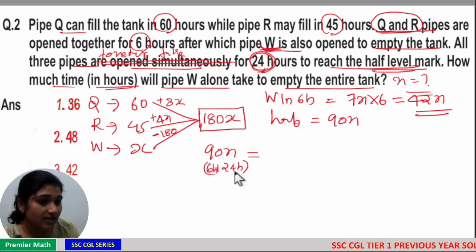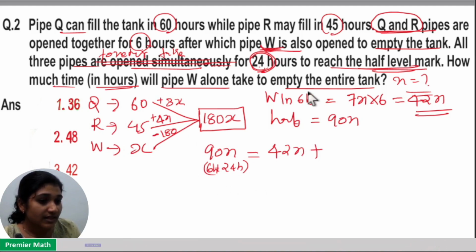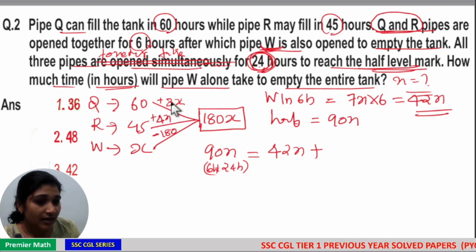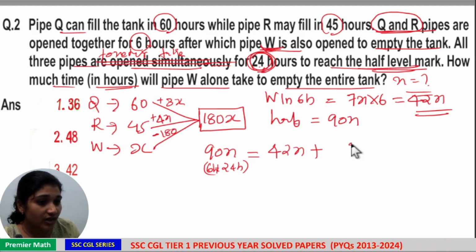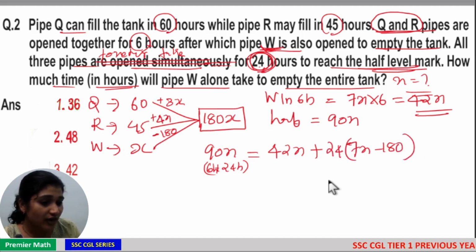90x reached in 6 hours plus 24 hours. So in 6 hours, a total of 42x is filled by Q and R together. Now in the remaining 24 hours, all three pipes are open. In 1 hour, these three pipes fill 3x plus 4x minus 180 units. So in 1 hour, 7x minus 180 units is filled by these three pipes. Then in 24 hours, 24 into 7x minus 180 is filled by Q, R and W.